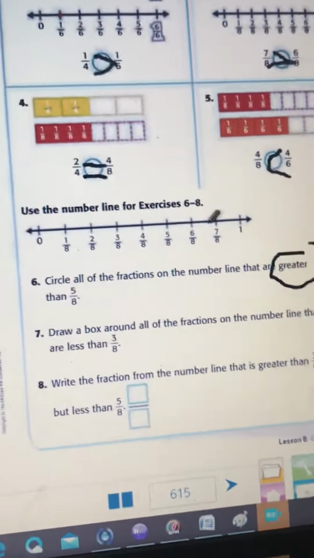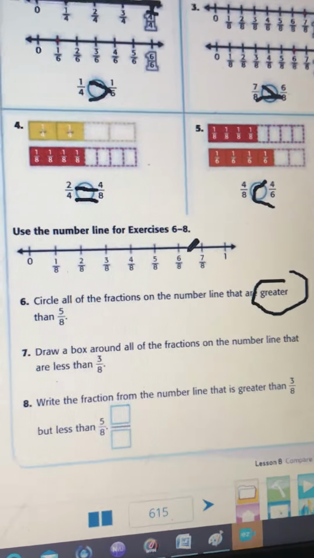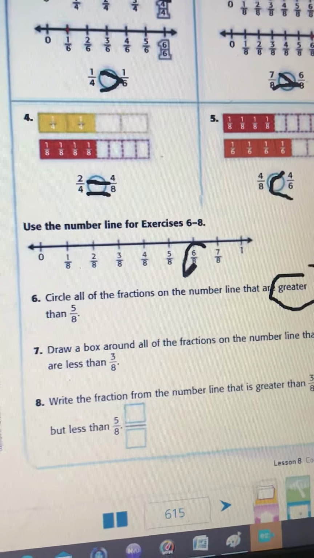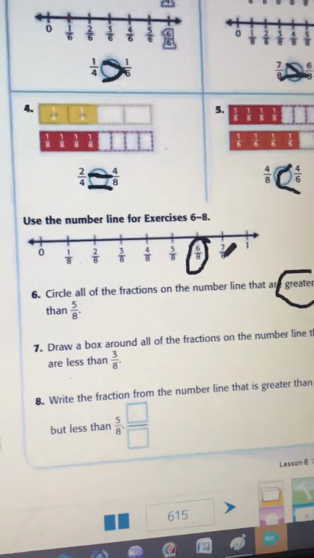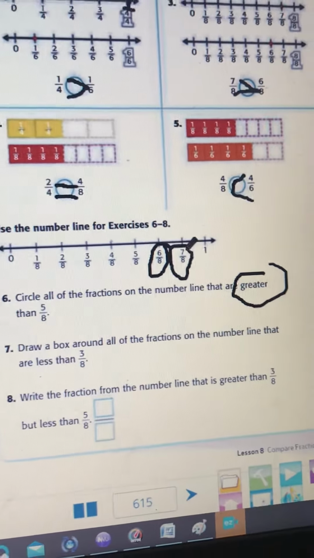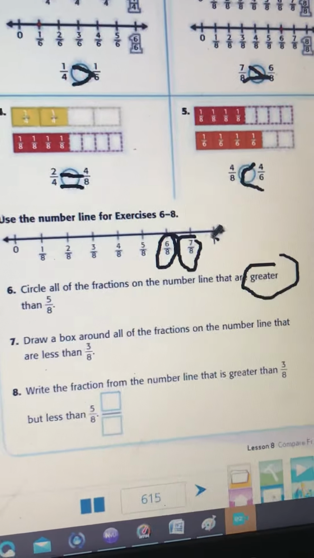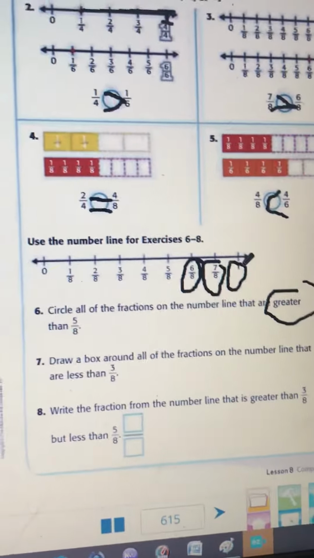So, we're going right. Is 6/8 greater than 5/8? Yes, so circle 6/8. Is 7/8 greater than 5/8? Yes. Is the 8/8 or 1 greater than 5/8? Correct. So circle these 3.